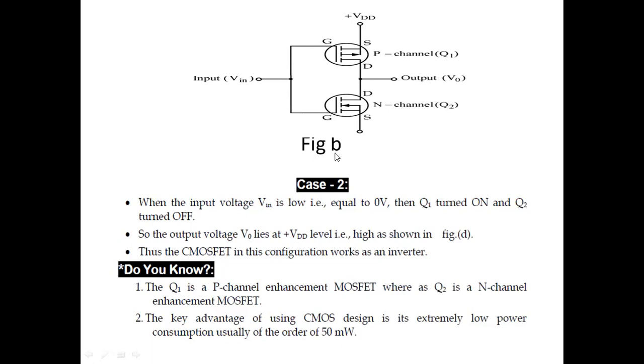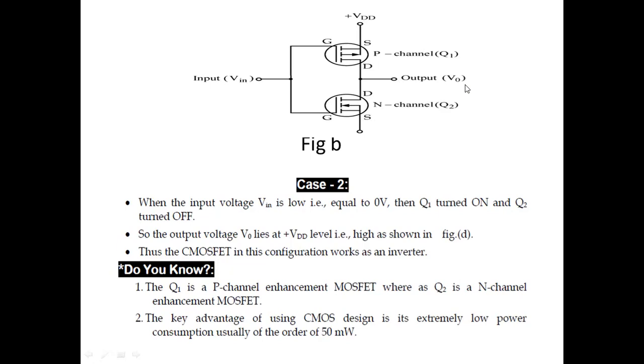Okay, now working. When the input voltage V input is high, then it is equal to the plus VDD. Let us suppose the input voltage is high and V input equals plus VDD, then Q2, the N channel MOSFET, is turned on, and Q1 is turned off. That means here Q2 is turned on, Q1 is turned off. So the output voltage is low. If the input voltage is high, then you will get output voltage low.